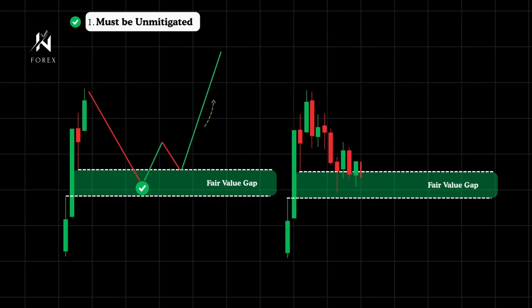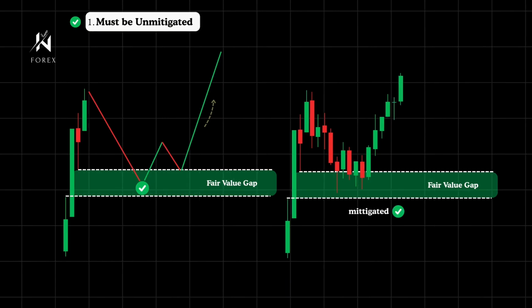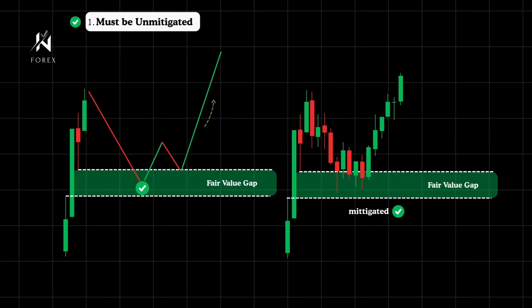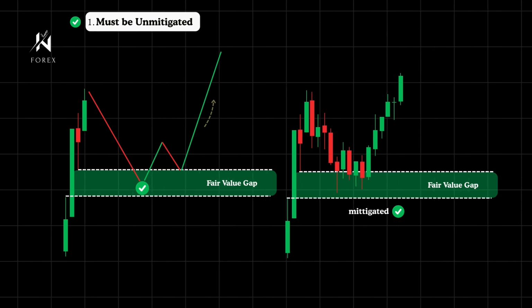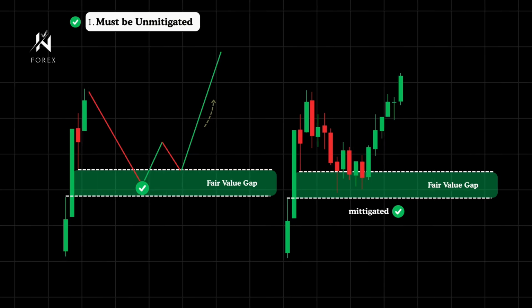But once the price fills a fair value gap, it becomes mitigated, which increases the likelihood of future losses. In such cases, it is of no value to us. That is why a fair value gap is applied only once. And if it is mitigated, we disregard it going forward.